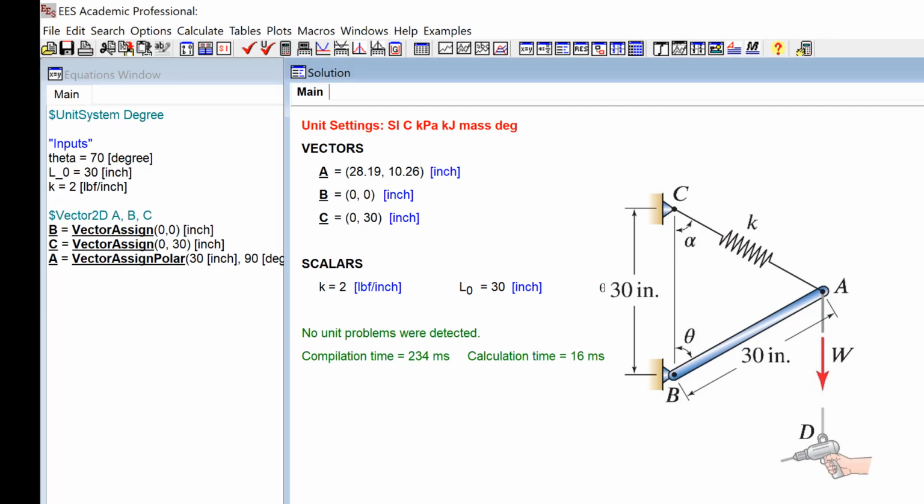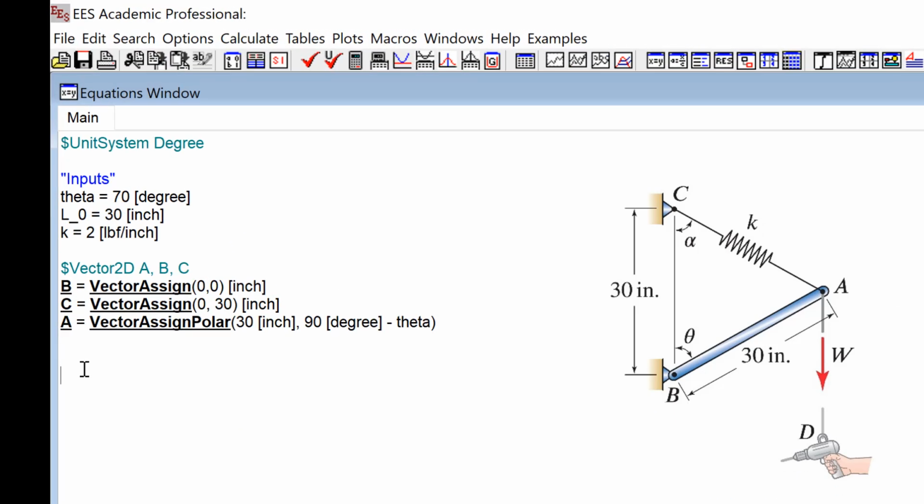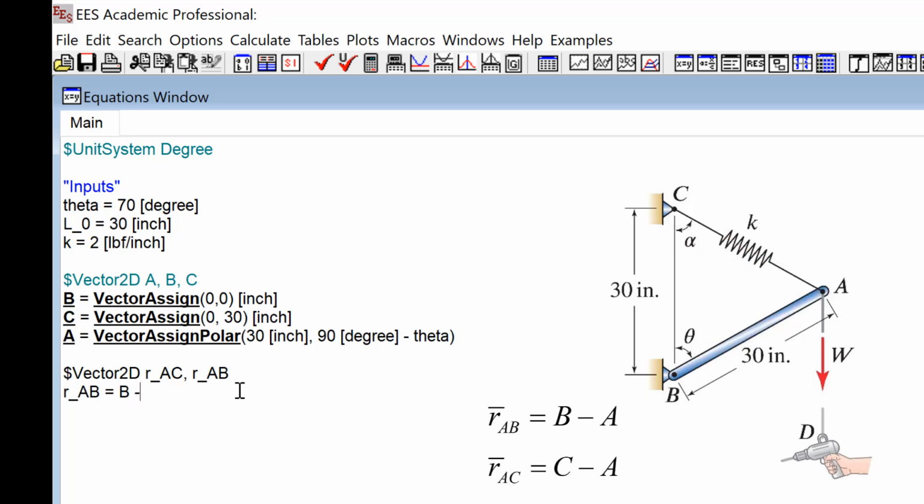Once I have all 3 points, I can define two position vectors, RAC and RAB, that are along the length of the spring and then along the direction of the bar. So I'll go ahead and do that. RAB is B minus A, RAC is C minus A. So those are vectors.